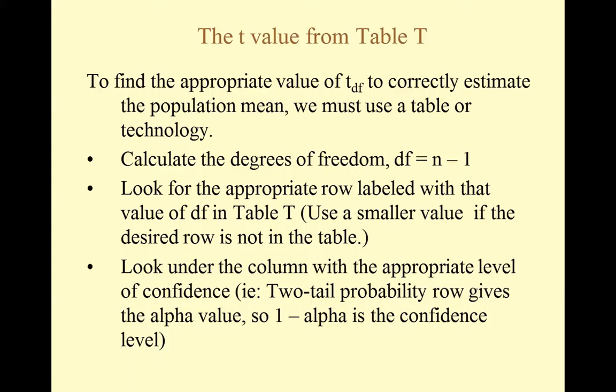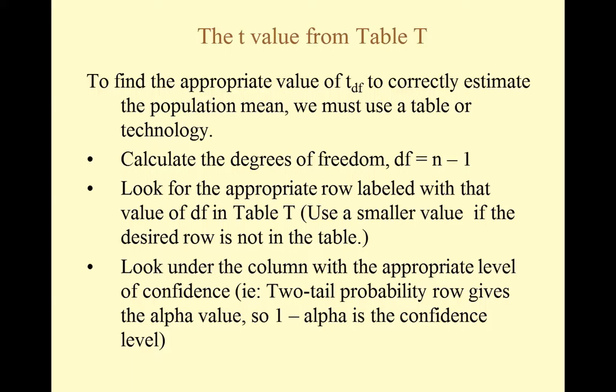Suppose we need to find a t-score from a table. To find the appropriate value of the t critical point, the t sub df value, to correctly estimate the population mean, we must use a table or technology. If we're using a table, we want to calculate the degrees of freedom, and remember, df is n minus 1. Look for that appropriate row in table T. If there's not a value there that exactly matches, typically to be safe or conservative, we use a smaller value.